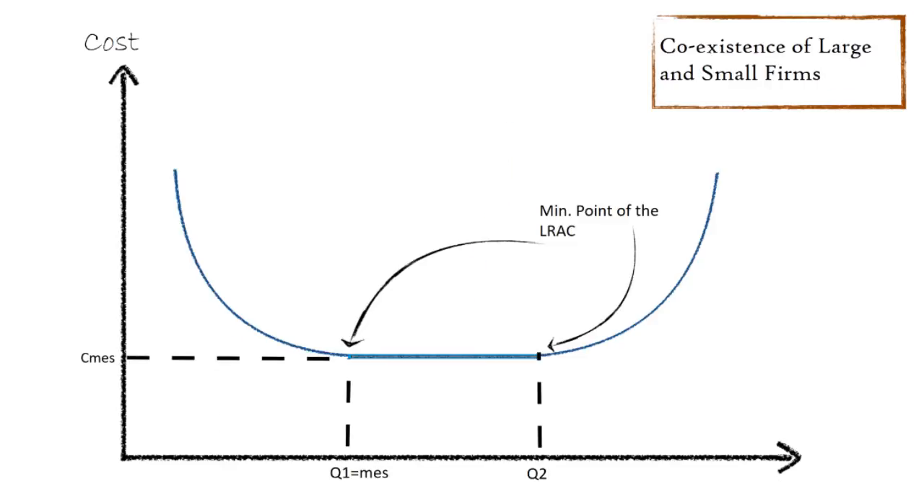Now move on to this oddly shaped, saucer-shaped LRAC. In this particular curve, you reach your MES at Q1 fairly quickly. But then there is a whole range of quantity points here, which is considered the QMES. And it's only at Q2 when your internal diseconomies of scale set in and your cost starts to go up. So in this particular scenario, a firm can choose to be relatively small, to produce at Q1, or relatively large, to produce at Q2.